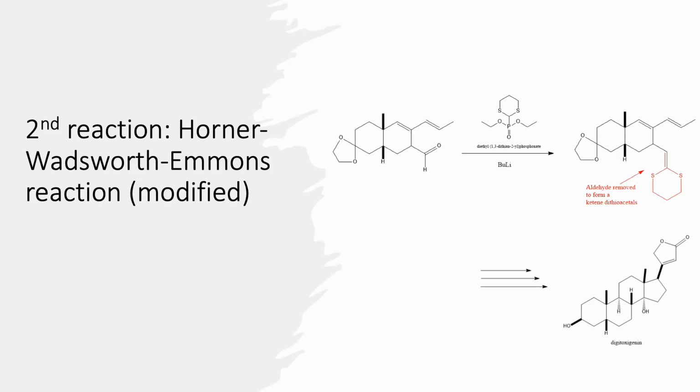Second reaction is a modified Horner-Wadsworth-Emmons reaction, where this molecule here will react with the phosphonate group here, and in which the butyl lithium will act as a base. All of this to remove the aldehyde here and form a cyclic ketene dithioacetal.